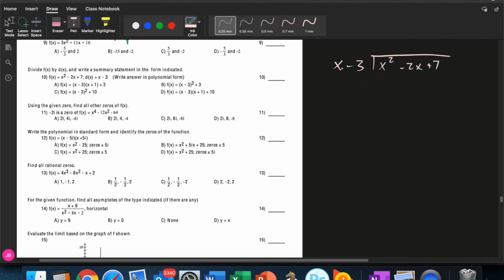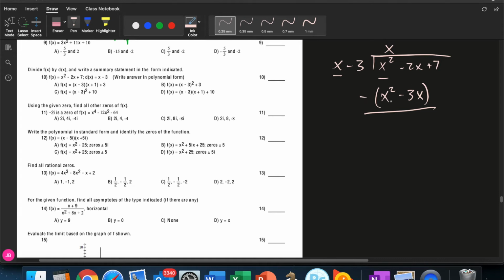So we're going to go ahead and just focus on the first terms, x and x squared. x times what would give me x squared? Well, x. So x times x gives me x squared. And I need to distribute that to the negative 3 as well, which gives me negative 3x. When I subtract these two, I get negative 2x minus negative 3.